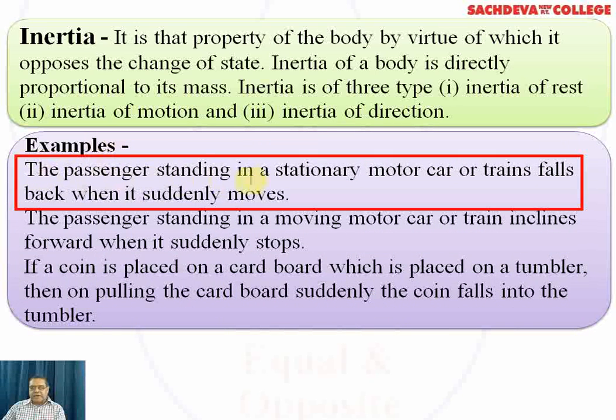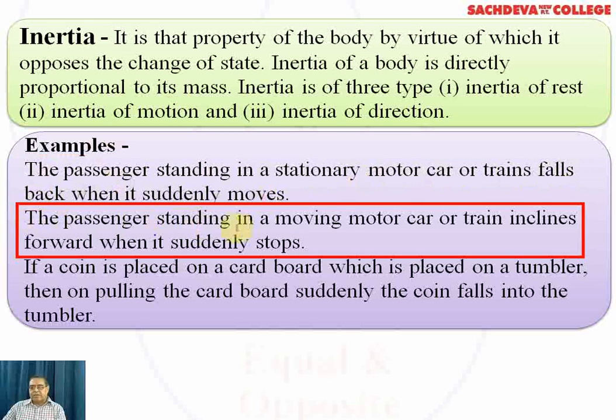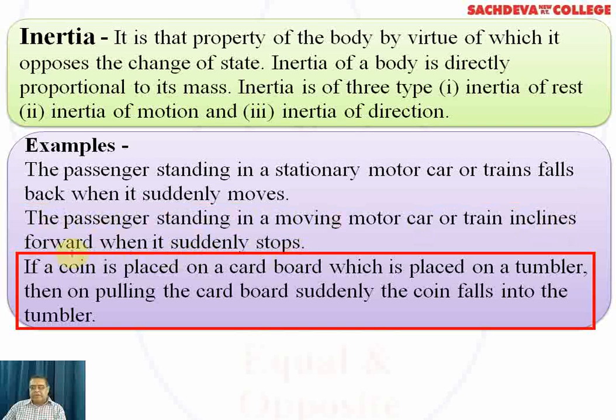Now there are many examples. The passenger standing in a stationary car or train falls back when it suddenly moves. The passenger standing in a moving motor car or a train inclines forward when it stops suddenly. If a coin is placed on a cardboard which is placed on a tumbler, then on pulling the cardboard suddenly, the coin falls into the tumbler.